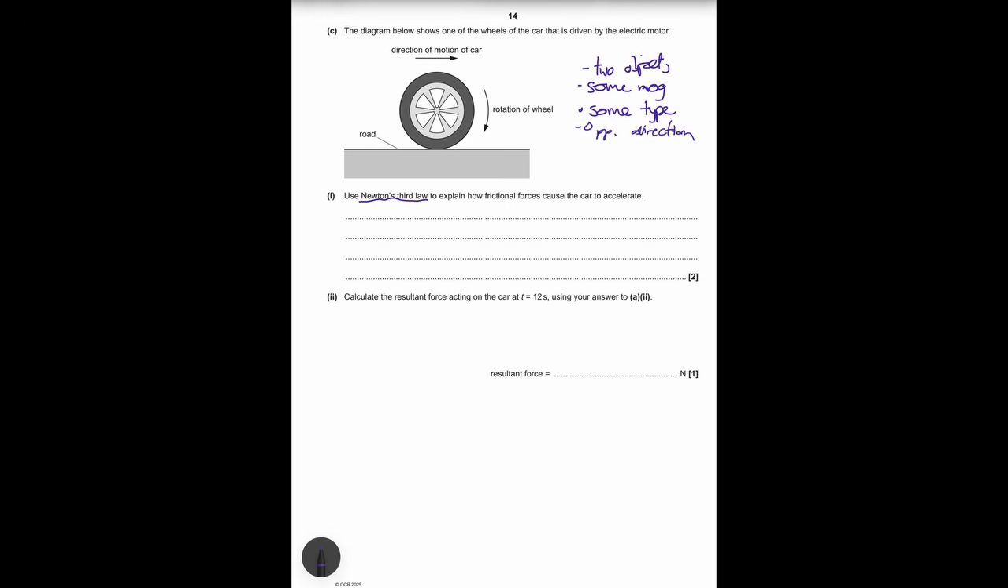Okay, so how can I apply this to this question? It says, how does the frictional force cause the car to accelerate? So I've got 2 objects. The 2 objects are the tyre and the road, obviously. The same magnitude is fine. Same type is going to be friction, opposite direction. So how can I apply this here? I'm going to say the tyre exerts a force on the road, a frictional force on the road.